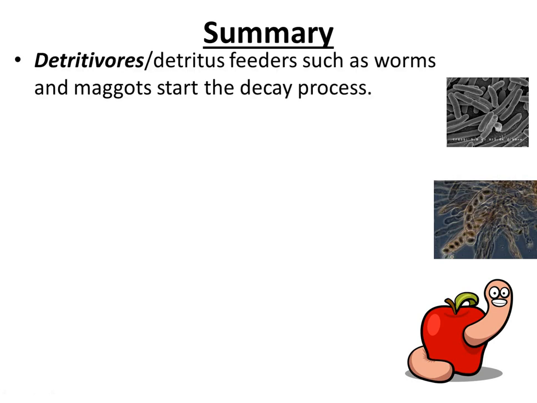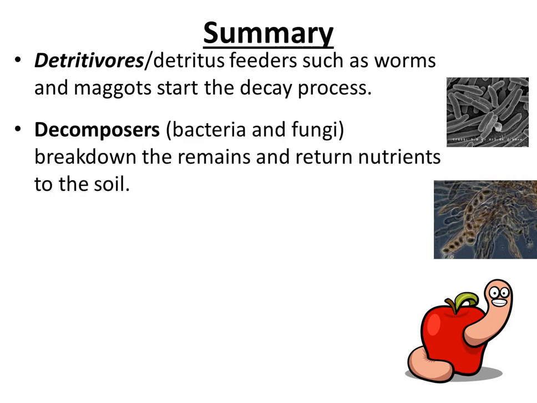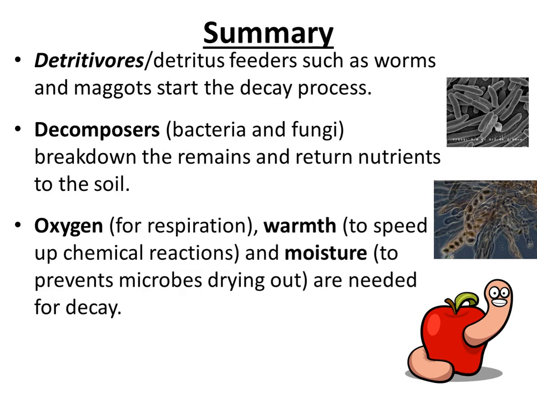So in summary, detritivores are the first thing that come along, the maggots, etc. They provide a larger surface area for the decomposers, which are the bacteria and fungi, to break down the remains and return the nutrients to the soil. Conditions needed for aerobic decay are oxygen for respiration, and warmth to speed up chemical reactions. You don't want it more than 45 degrees because it'll denature the enzymes. If it's too cold, the enzyme-controlled reactions will be too slow. So you want optimum warmth, like 37 degrees. You'd also want moisture to prevent the microbes from drying out. Those are the conditions needed for decay.